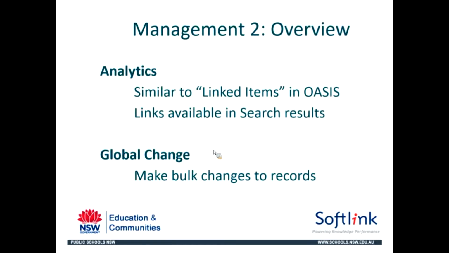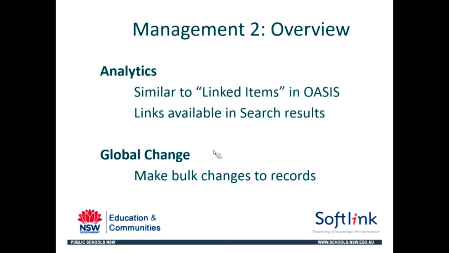First of all, we're going to start looking at analytics. Analytics are a function that is available in the cataloguing area when you're looking at resources, and are similar to linked items in OASIS. Analytics allow you to describe the contents of resources. For example, different programs on a DVD, chapters in a book, books of short stories, books of poems, books of plays, basically anything which has several parts inside it.